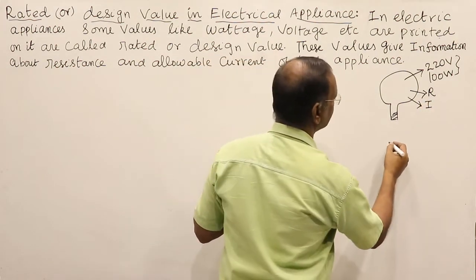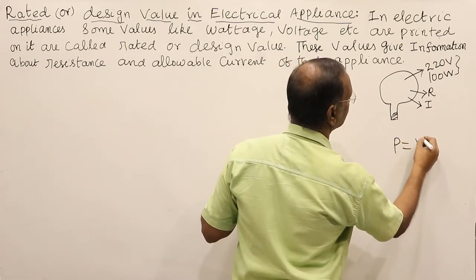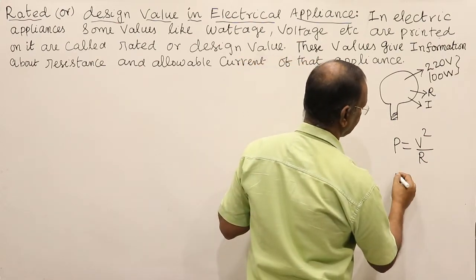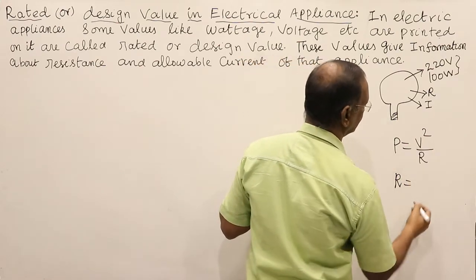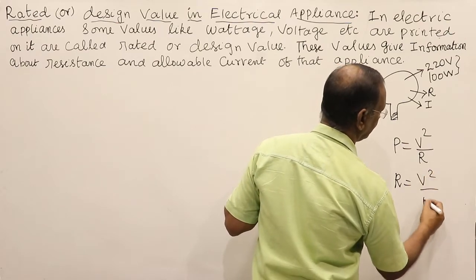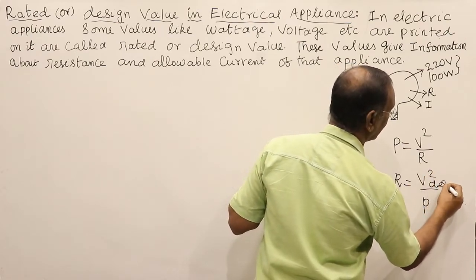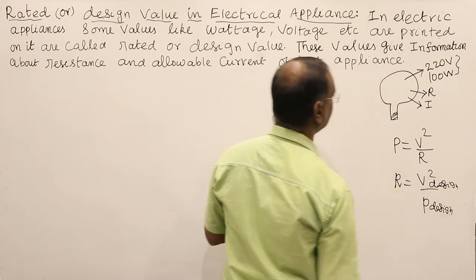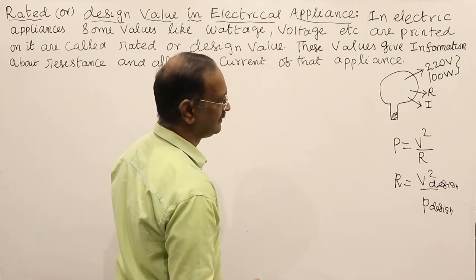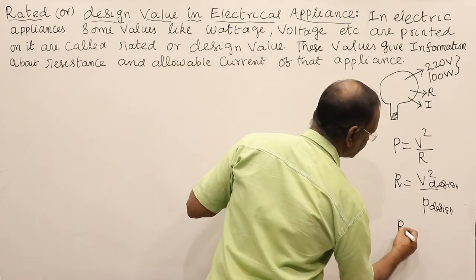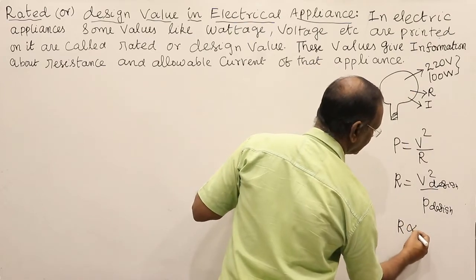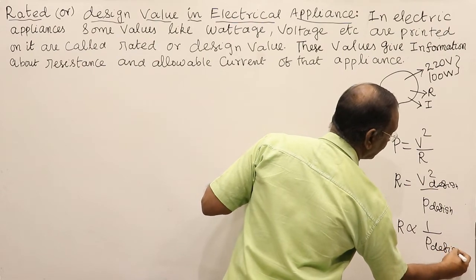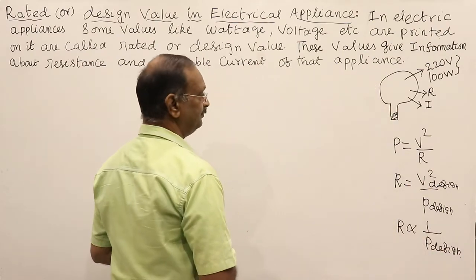So what is resistance? Since we know power is equal to voltage square by R, we can say the resistance of this bulb is equal to V square by P, where both are design values. So with the help of the design values, we can find out the resistance of this bulb, that is, of the electrical appliance. What does that mean now?